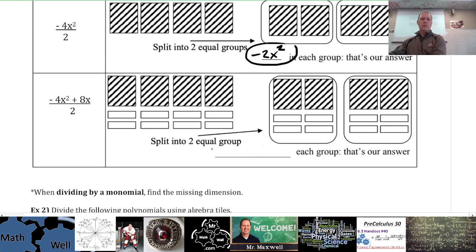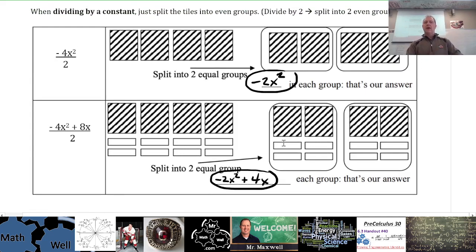All right, so you split this one into 2 equal groups, and you should have negative 2x squared plus 4x, and that's your answer. Okay, so that's dividing by a constant. That's the easiest type of division.